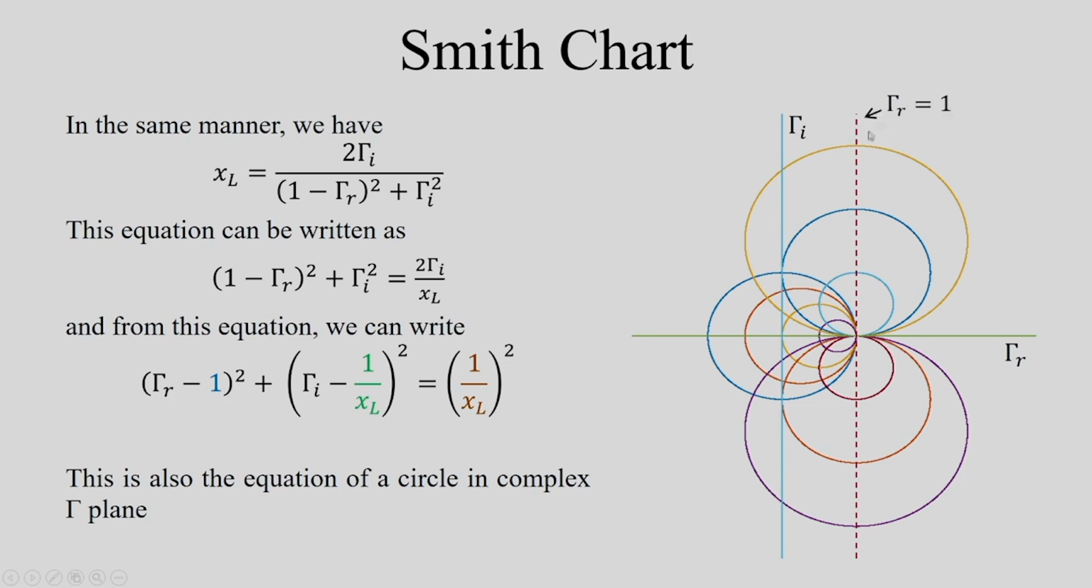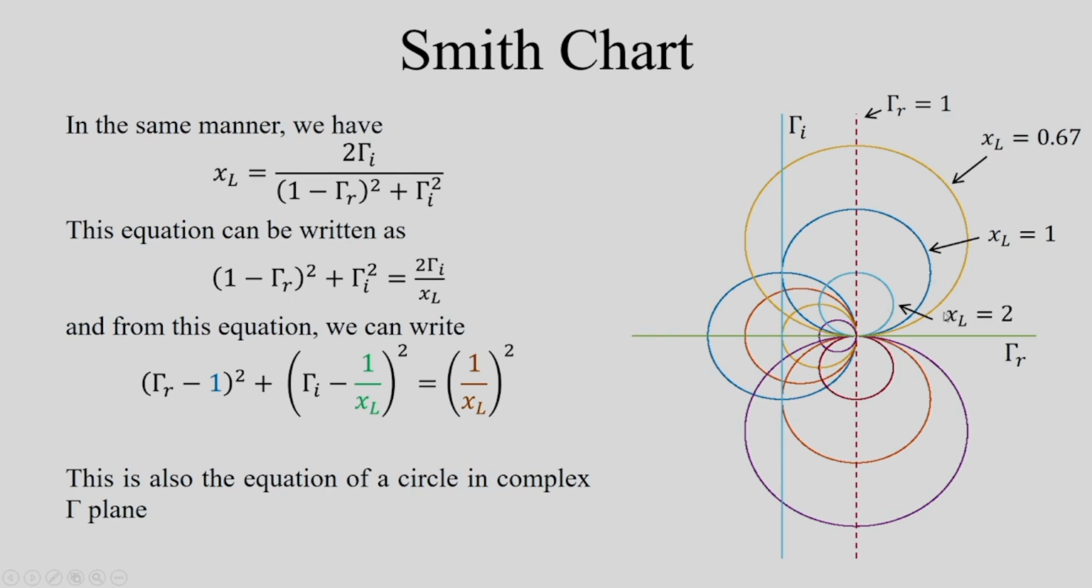So, this is shown by this dotted line gamma r is equal to 1, and then for example, please note this radius is 1 by XL. So, smaller the value of XL, larger will be the radius. So, for XL is equal to 0.67, we have this circle. For XL is equal to 1, we get this circle. For XL is equal to 2, we get this circle.